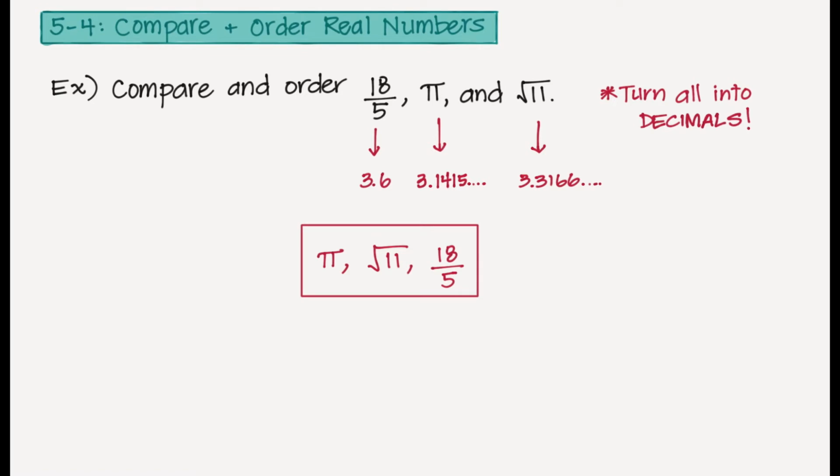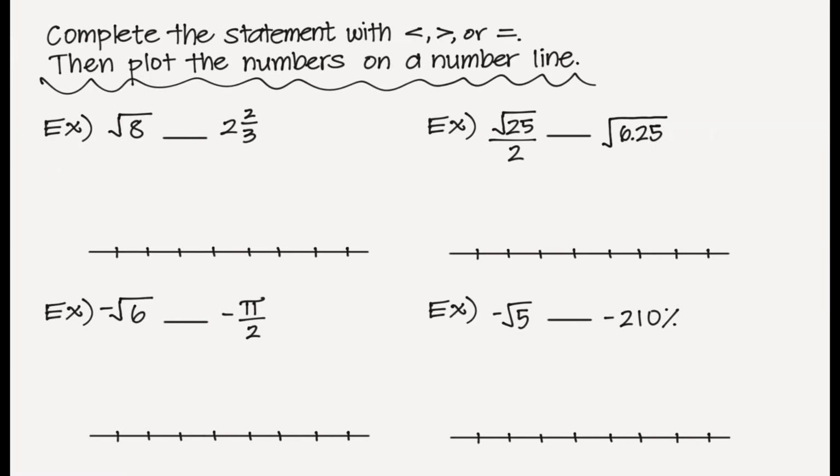But we're going to do more examples, and we're going to start with just two numbers at a time. I want you to complete the statement with either less than, greater than, or equal to, and then plot the numbers on a number line. So like we did before, we can use our calculator, and we'll write down the square root of 8, which is a never-ending decimal, but I would round it to 2.82.